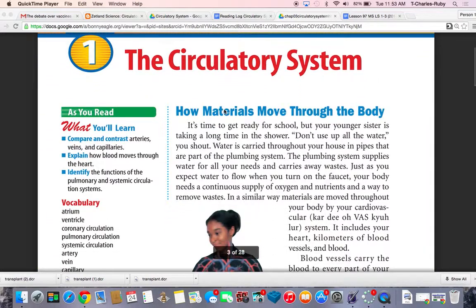Section 1, the circulatory system. How do materials move through the body? It's time to get ready for school, but your younger sister is taking a long time in the shower. "Don't use up all the water," you shout.